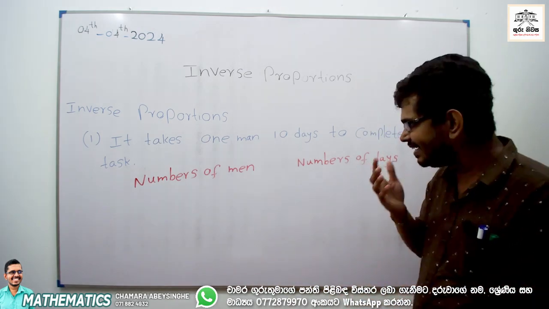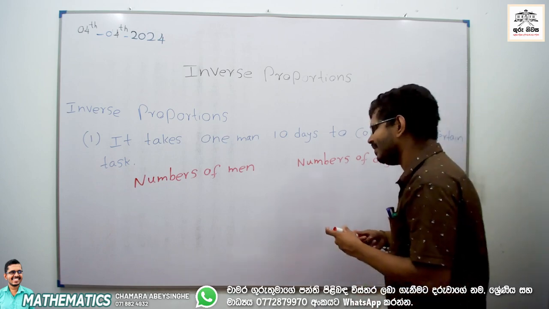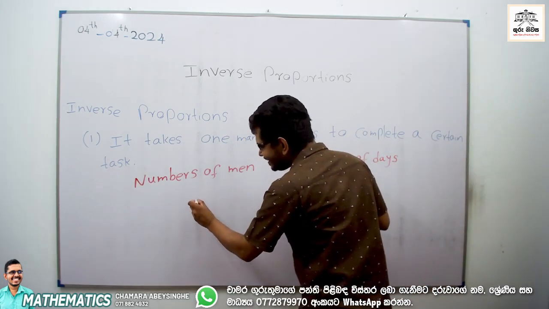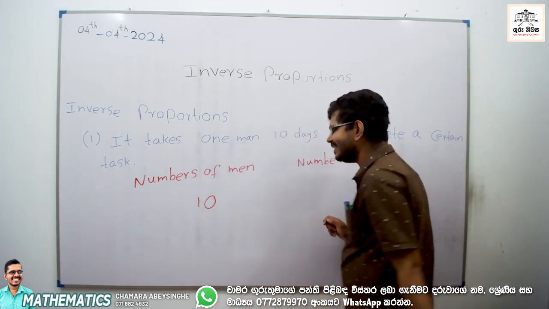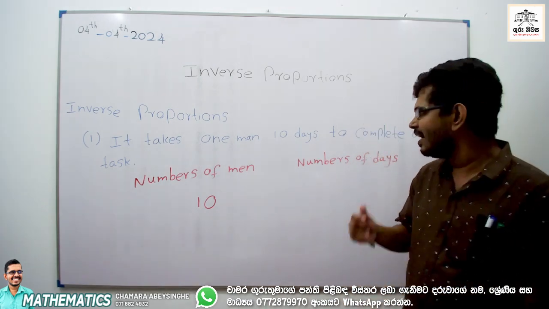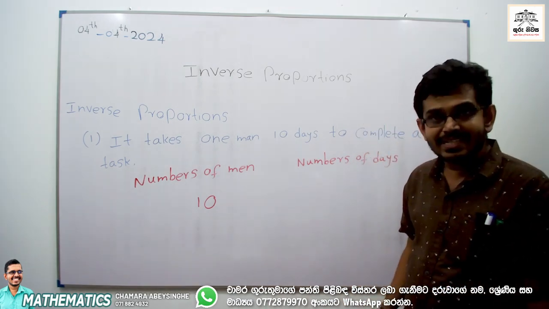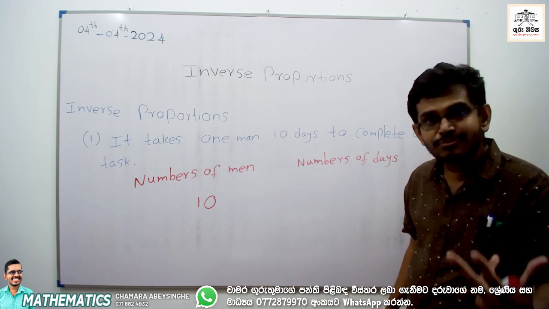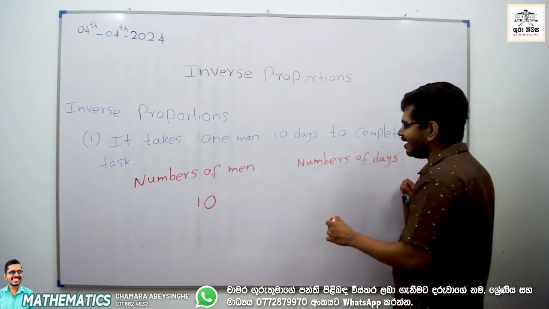The numbers of men, the numbers of soldiers, the numbers of soldiers are 10. The numbers of days are the food store 20 days.